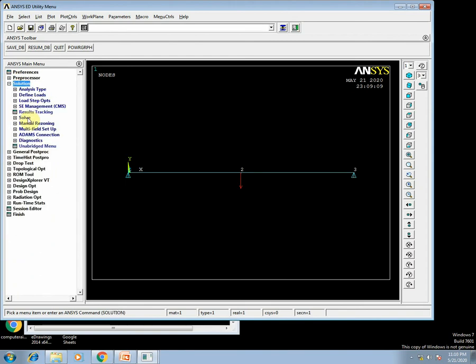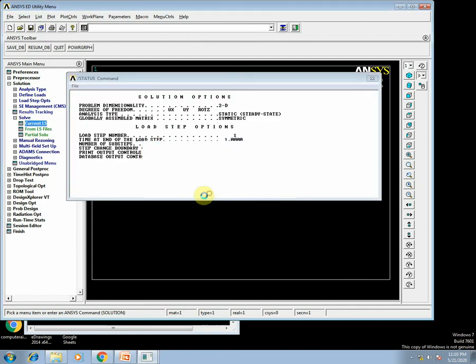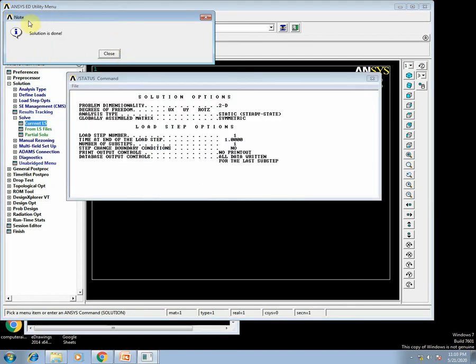I am going to solve this problem. Solution, solve, current LS. Okay. Now the problem is solved. If any data you have entered has mistakes, it will show the difference, showing which data you missed.